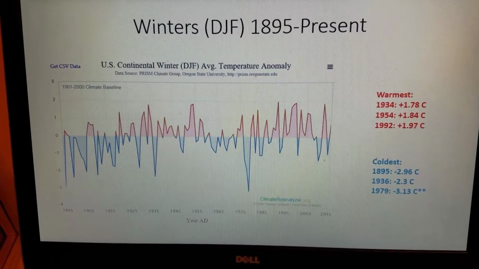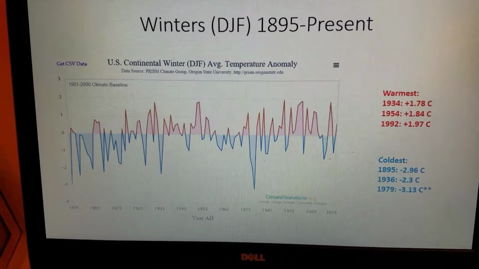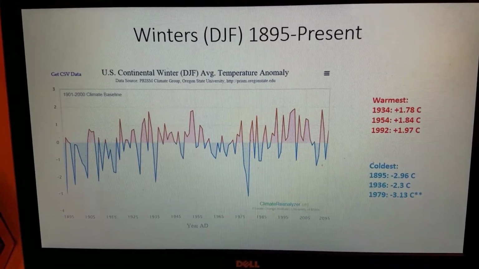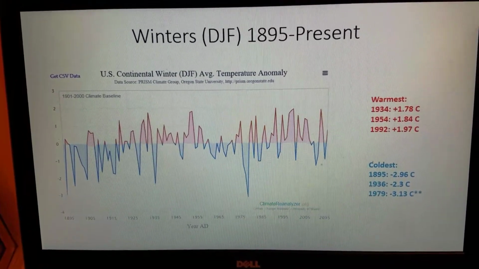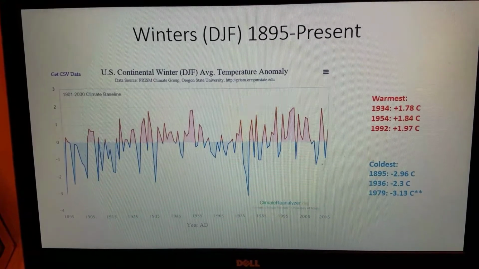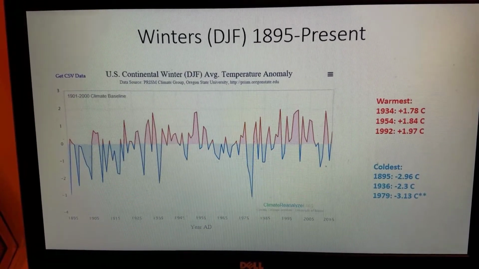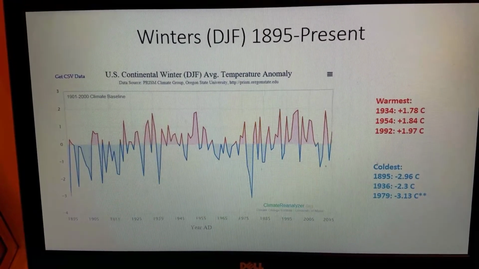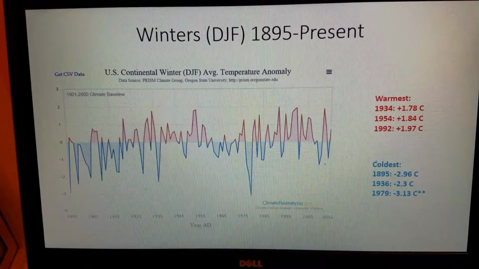They included 1934, where the average temperature was plus 1.78 degrees Celsius. 1954 was plus 1.84 degrees Celsius. 1992 was a very warm winter as well, at plus 1.97 degrees Celsius, almost 2 degrees Celsius above normal.